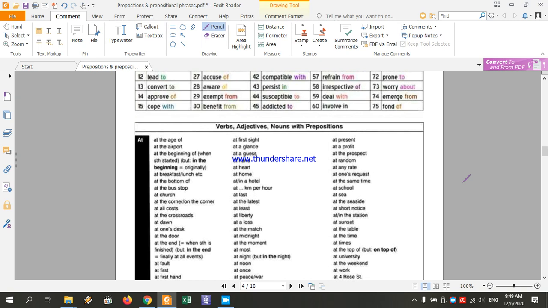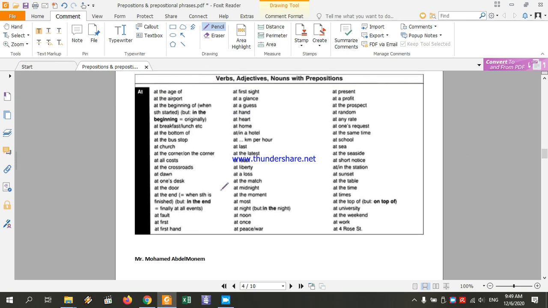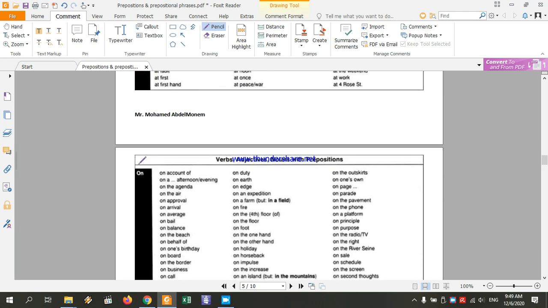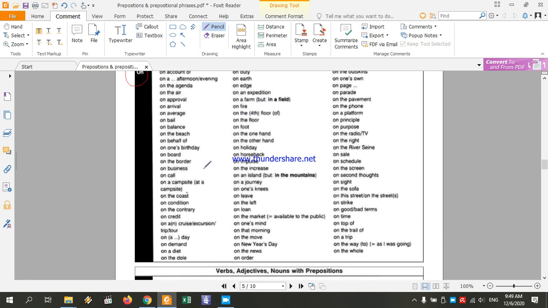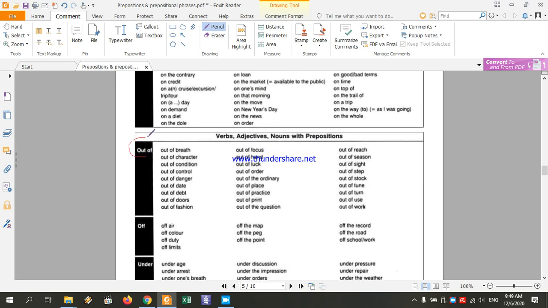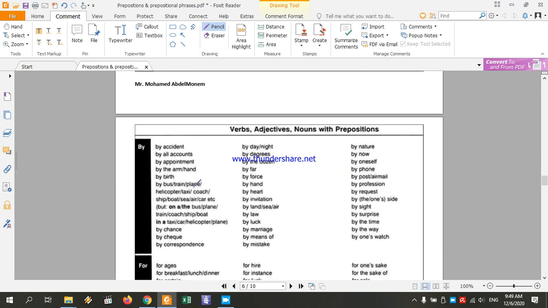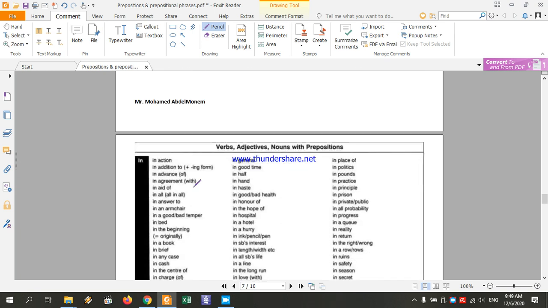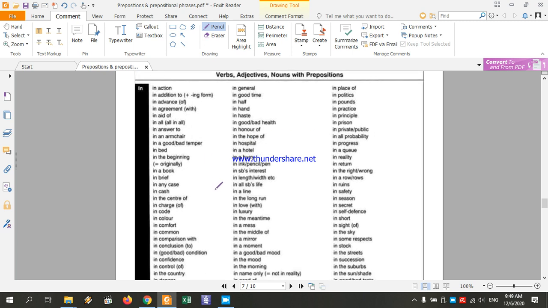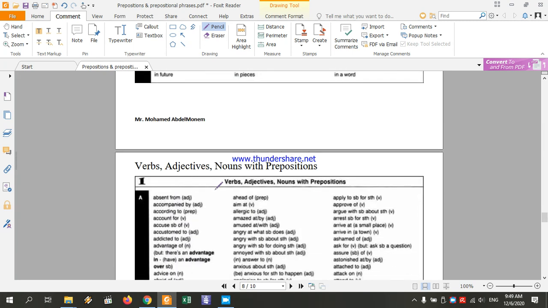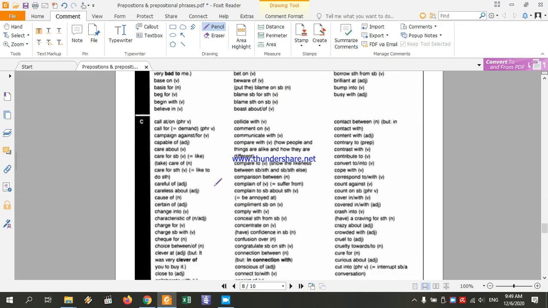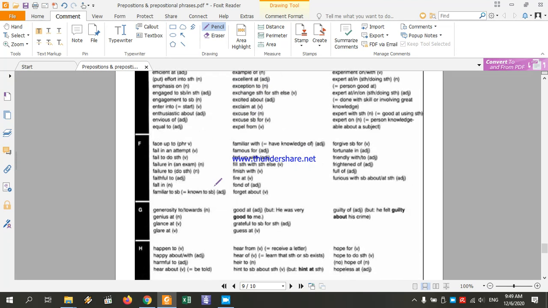Also, I've compiled some other common prepositions here: at the age of, prepositions that start with at. Next, we have common combinations that start with the preposition on. Here we have out of. Here we have off, under, by, and for. We have over 100 preposition combinations that you should read and work on at your own pace.